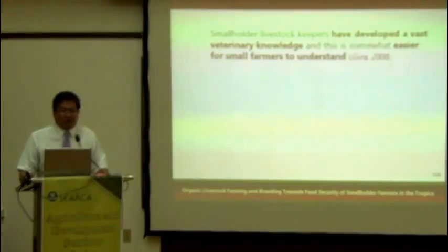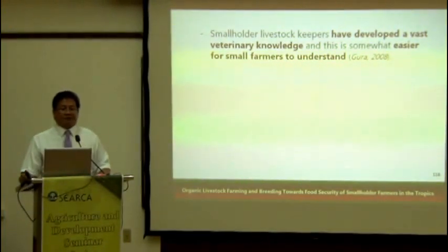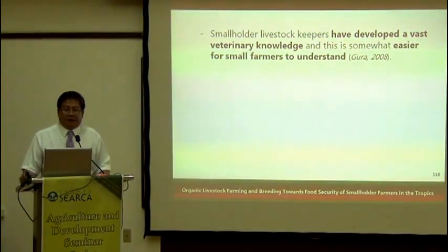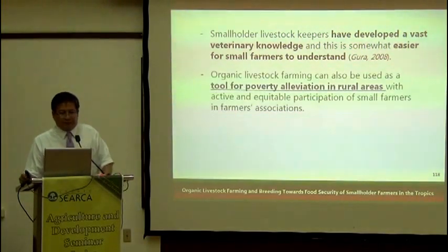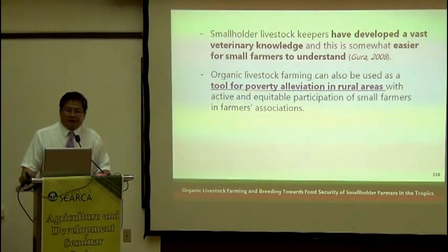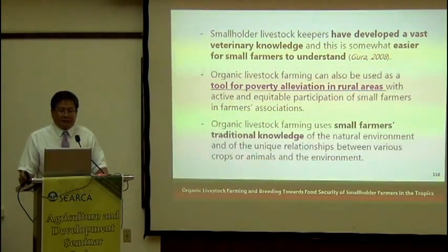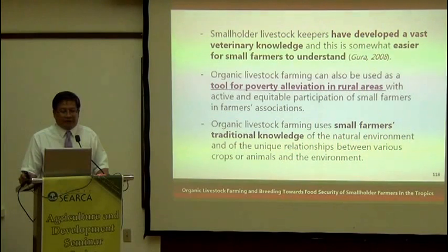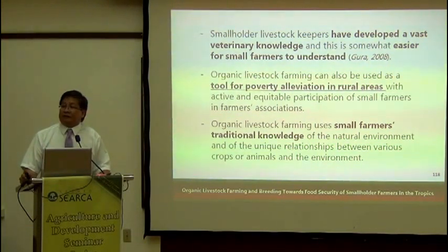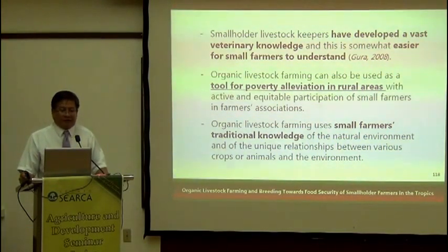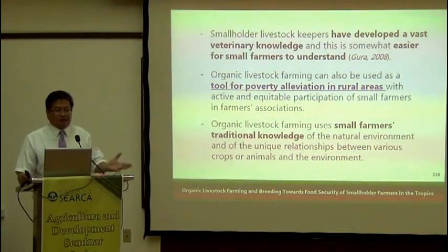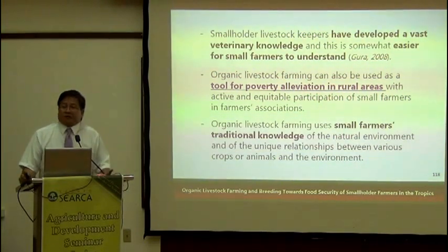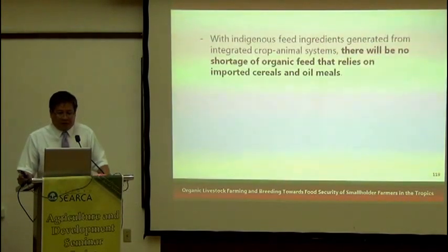Smallholder livestock keepers have also developed a vast veterinary knowledge. And this is something easier for some farmers to understand. That's why it's been used as a tool for poverty alleviation, particularly in rural areas. And for smallholder farmers, what's important is the traditional knowledge of the natural environment, the unique relationships that exist between crops, animals, and the environment, which I think they have more of than those who teach, like you, in animal science. You just have to ask them.